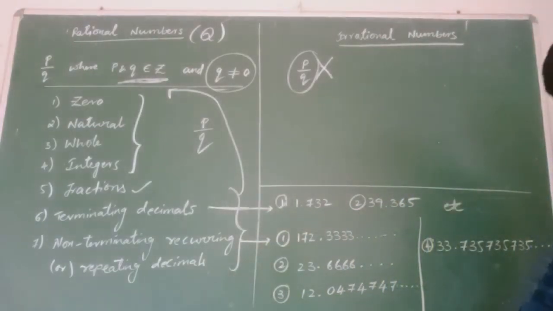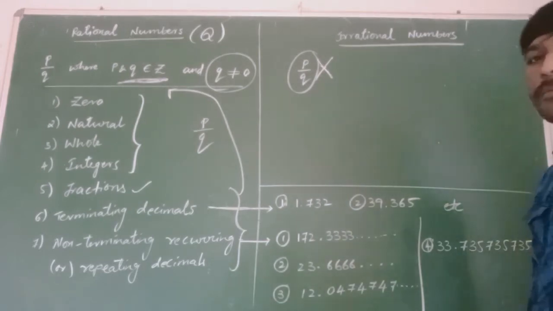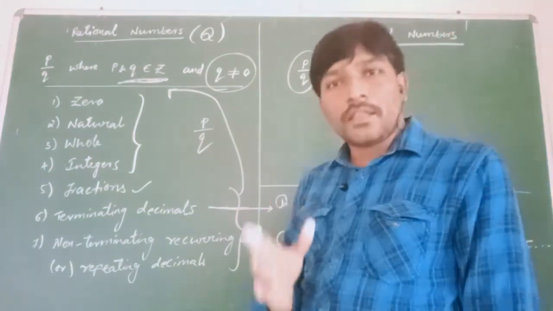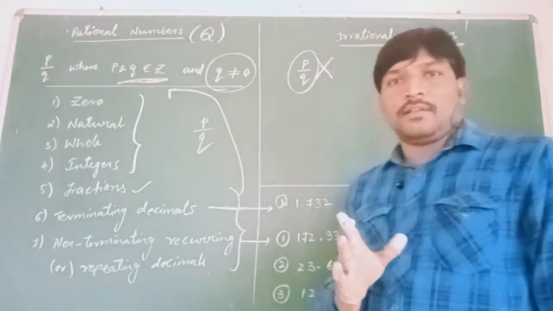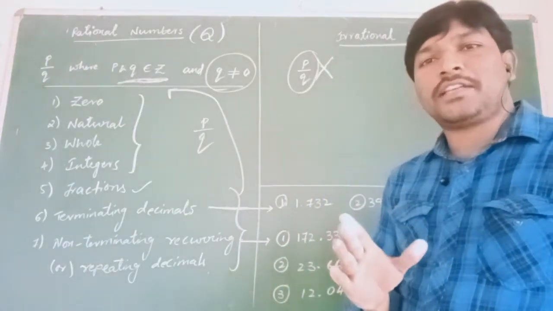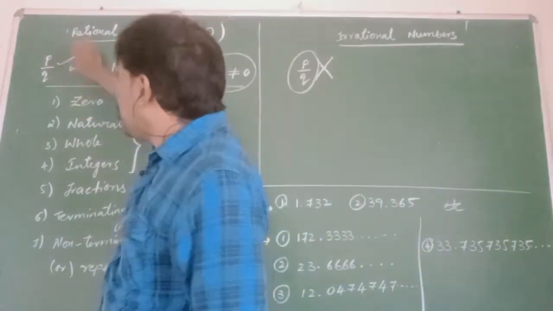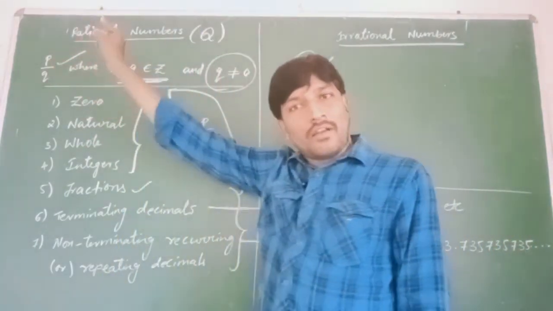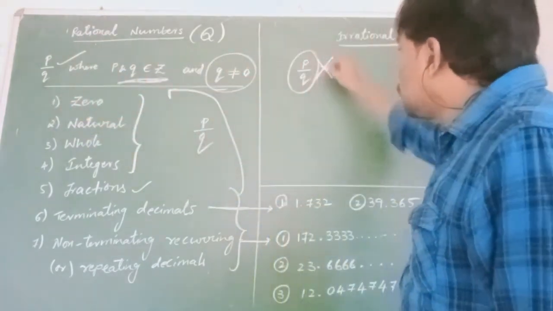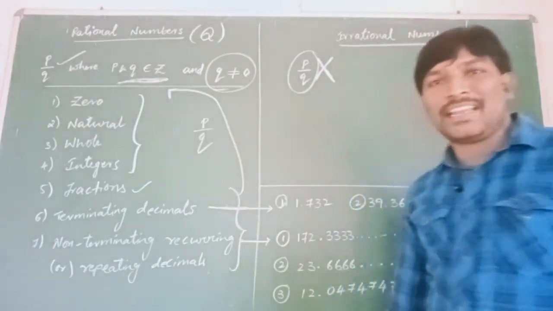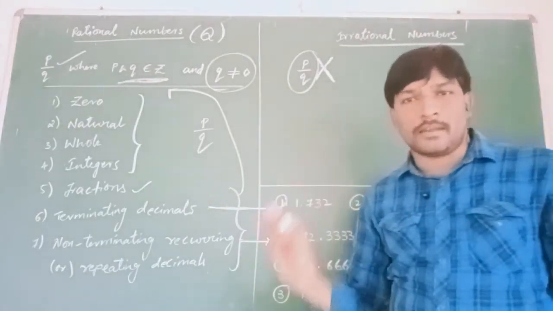Already we discussed that the numbers which cannot be written in the form of P by Q, that means which are not possible to express in the form of a fraction, are called irrational. That means not rational. Which are possible to write in the form of P by Q, they are rational; which are not possible to write in the form of P by Q, they are irrational. Irrational means not rational numbers.